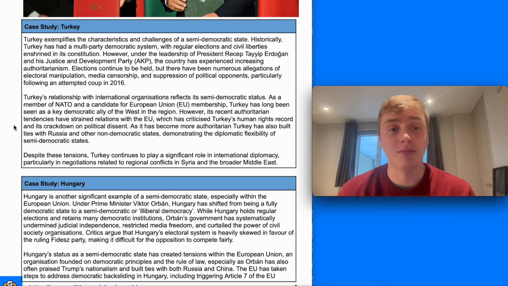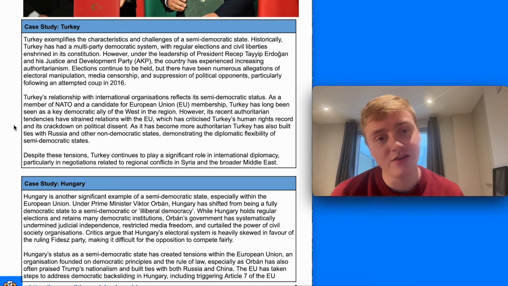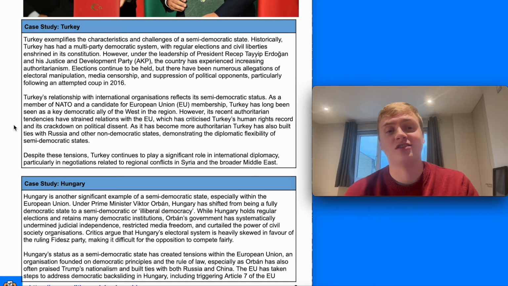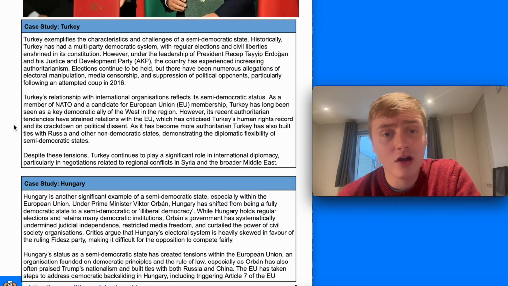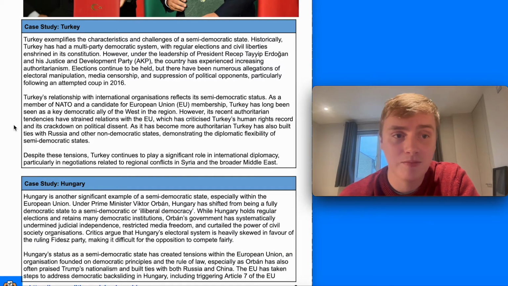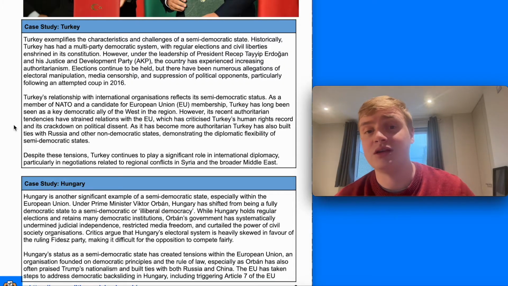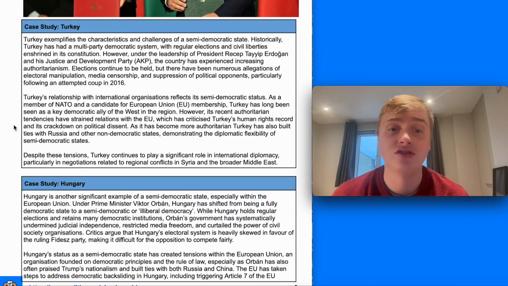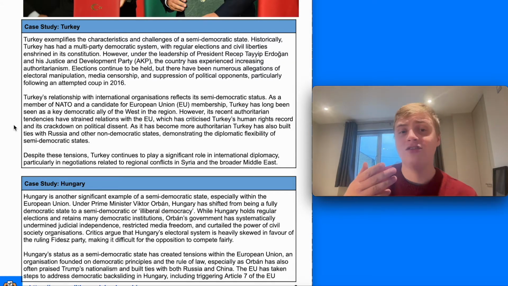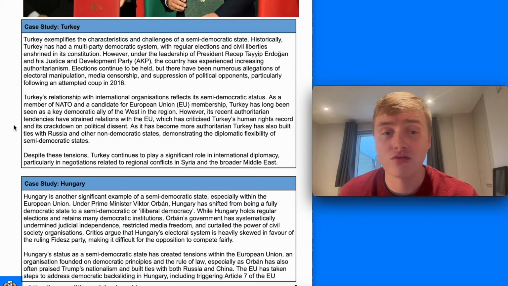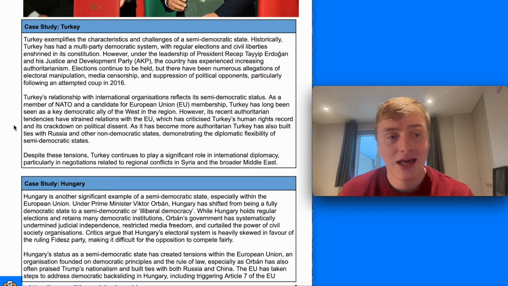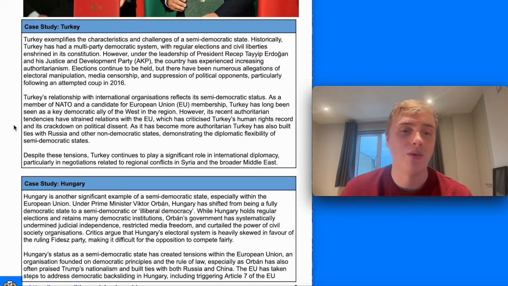Historically, it's been a multi-party democratic system with regular elections and civil liberties enshrined in its constitution. But under the leadership of Recep Tayyip Erdogan and his Justice and Development Party, the AKP, the country has really experienced increasing authoritarianism. Elections continue to be held, but there have been numerous allegations of electoral manipulation, media censorship, and suppression of political opponents. And Turkey's relationship with international organisations reflects its semi-democratic status. As a member of NATO and a candidate for EU membership, it's long been seen as a key democratic ally of the West in the region.